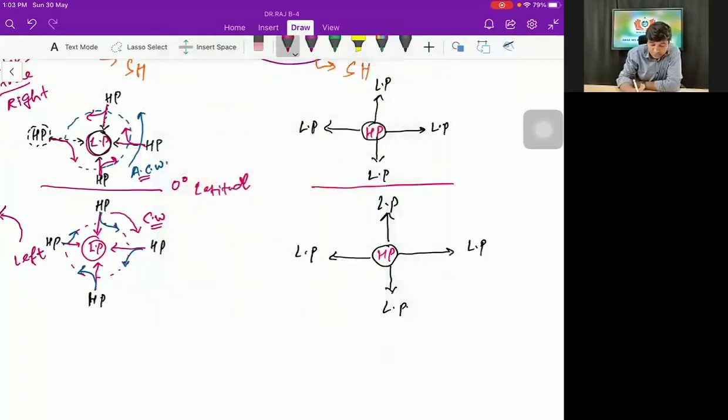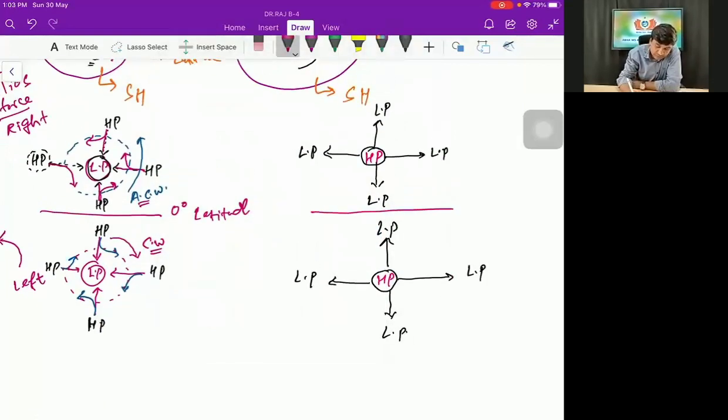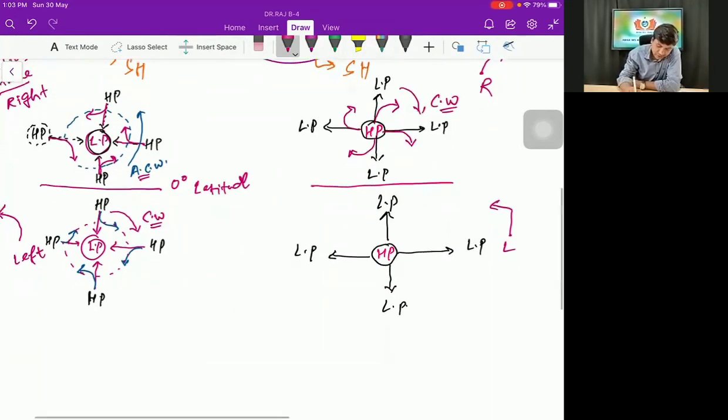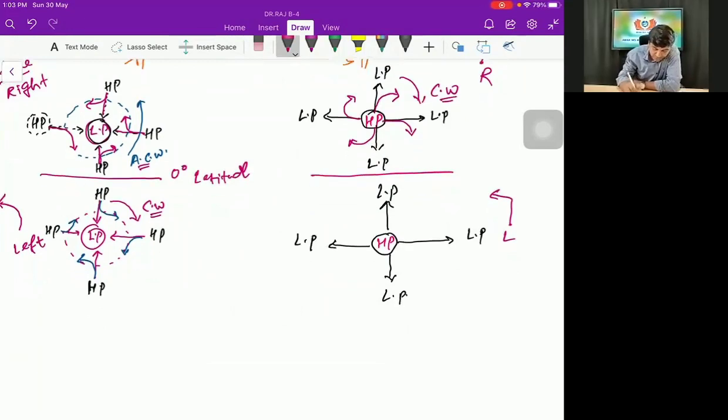Now, Coriolis force. What does Coriolis force say? An object always deflects towards the right in the northern hemisphere, and towards the left in the southern hemisphere. Now you apply this law. So here, from high pressure to low pressure, but in the northern hemisphere it deflects towards the right direction. See here, this is the direction, and that is clockwise. And again you apply the same rule in the southern hemisphere.